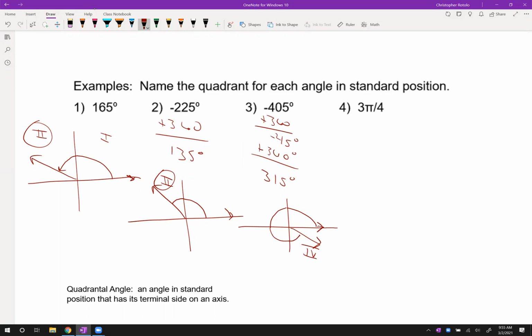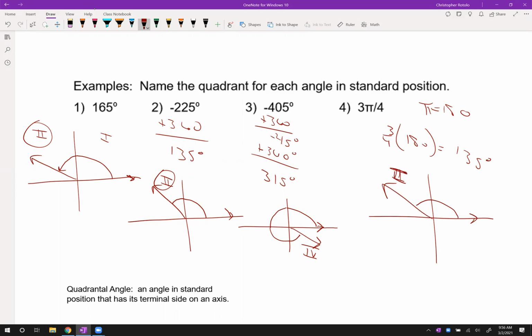You're like, wait, 3 pi over 4. Whoa, whoa, whoa. You're messing with me here. Okay, so remember that pi is 180. So what we really need is 3/4 of 180, which would be 135. So where are we at 135? Well, here's 90. So I'm somewhere in here again. So I'm in the 2nd quadrant.